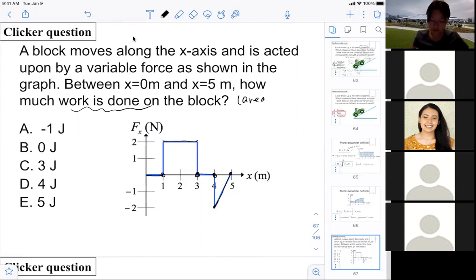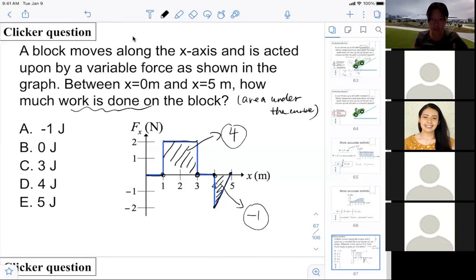We find the area under the curve of each part. Perfect, thank you, Brian. We can find the area under the curve. So really just 2 areas, 1 and 2. What is this area under the curve? 4. Very good. What's this area under the curve? -1. -1, perfect. Triangle. So 4 and -1 combined get you 3.